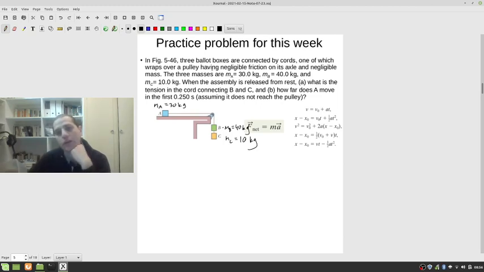I want to help you get a start on this. The way you would start on a problem like this is to identify the forces acting on each mass. For A, the forces acting on the mass are the normal force pushing up on it, the gravitational force pulling down on it, and the tension force, and let's call that TAB.